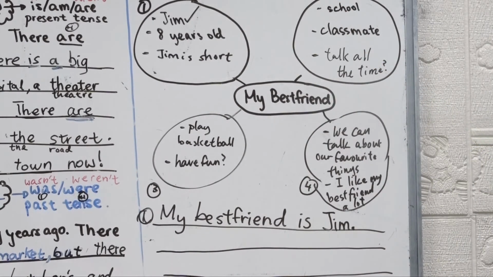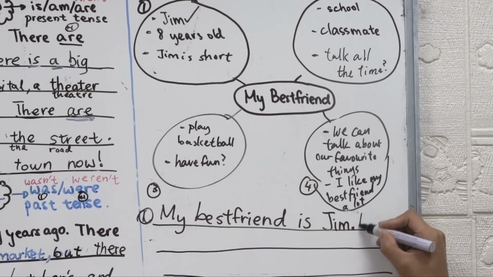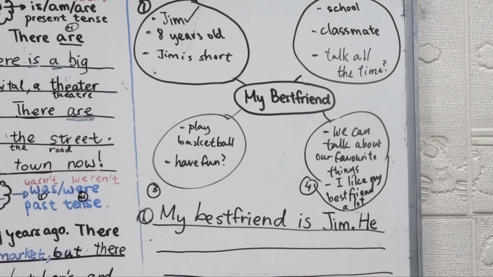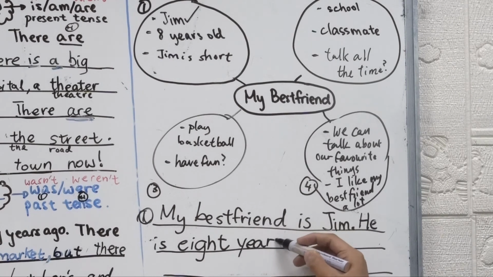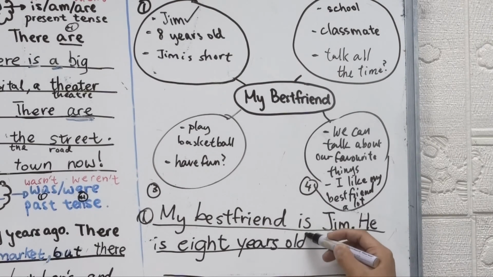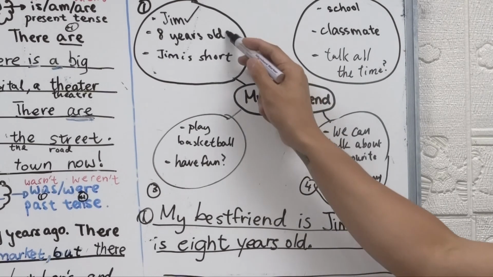I already finished using. Then I can say how old he is, right? You can say he or she, depends on if Jim is a boy or a girl, right? Depends if your best friend's a boy or a girl. He is, and then don't write down the number, write down the English word, okay? How do we spell 8? E-I-G-H-T. He is eight years old. Full stop. Okay?